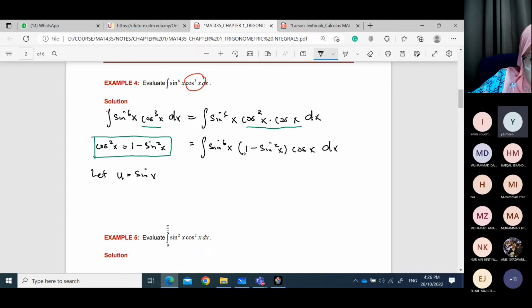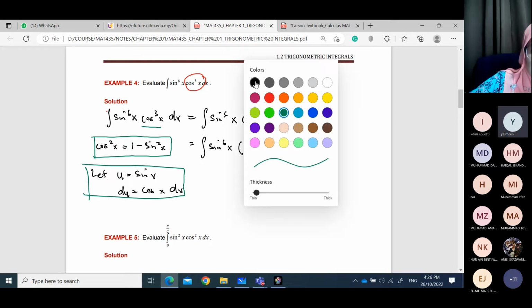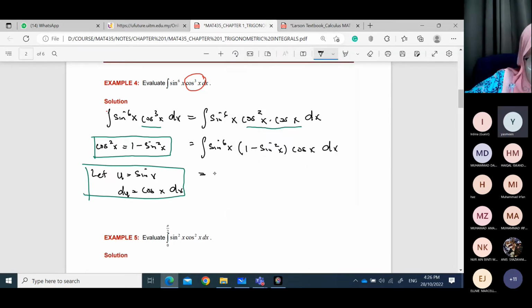Okay, so next, gantikan u, so let u is sine x. Sebab kat sini kita nampak ada banyak sine. Okay, so kita gantikan sine x dengan u. And then differentiate, then we have du equals cosine x dx. So just substitute in the integral. Then you akan dapat integral u to the power of 6 times 1 minus u squared du. So you gantikan, masukkan saja du ke dalam integral yang ini.